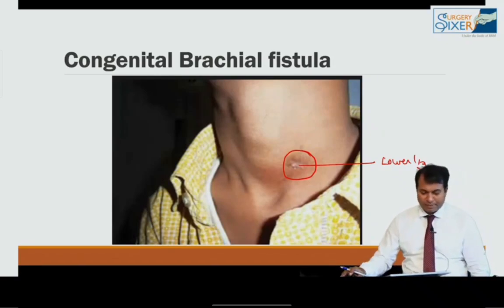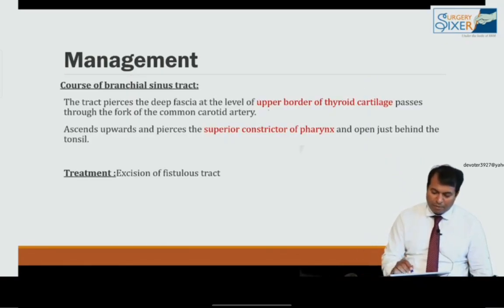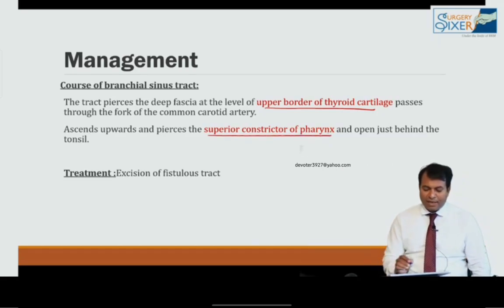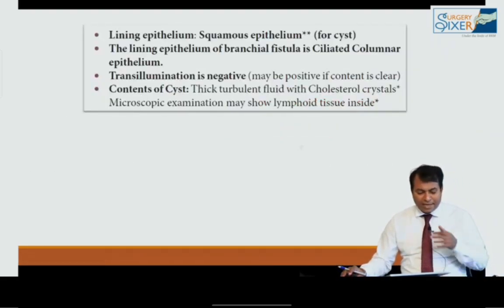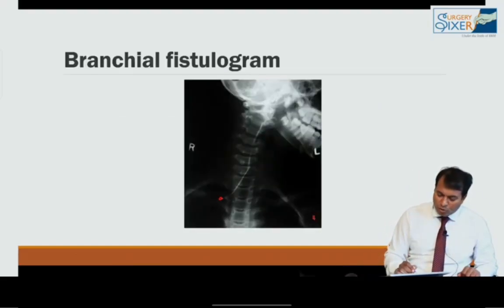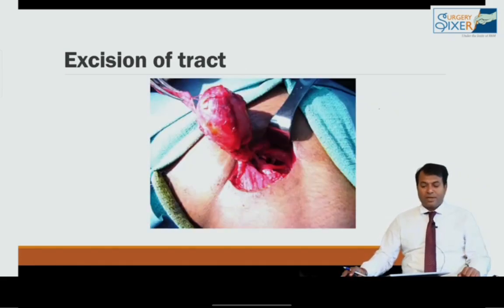Expected image-based question. So it is passing at the level of upper border of thyroid cartilage, and it pierces the superior constrictor of pharynx, and it passes through the common carotid artery and it enters inside. Please don't forget it enters inside the tonsillar fossa. So transillumination is negative. It is filled with cholesterol crystals, and you can see this is the investigation. Branchial fistulogram from lower third, it is going and joining the tonsillar fossa. Okay. So this is an excision of tract by multiple serial incisions.